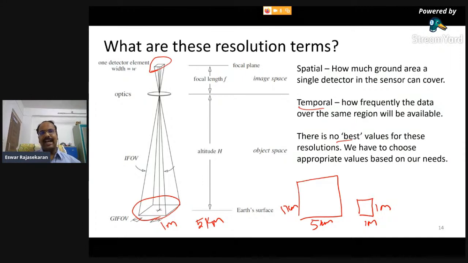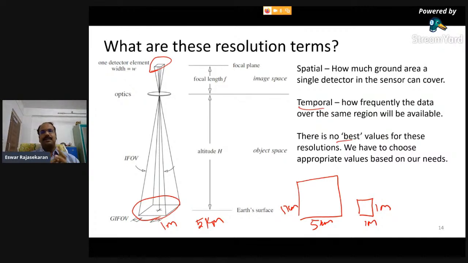Whereas if I want to study hurricanes, as a meteorologist, I'll require data once every 30 minutes or even 15 minutes, but I will need data over a very large region at a much coarser resolution. Say 1 pixel covering just 5 kilometers by 5 kilometers will be good enough, but I'll need data once every 15 minutes.